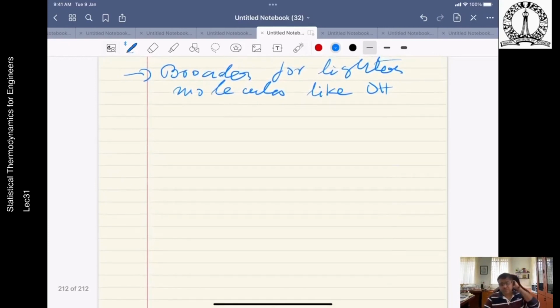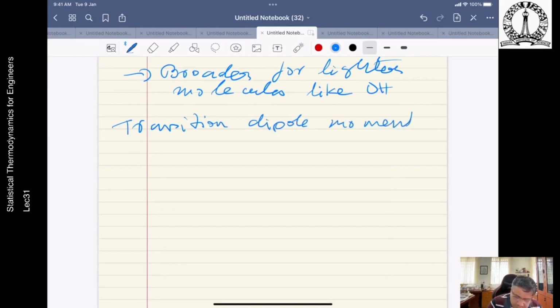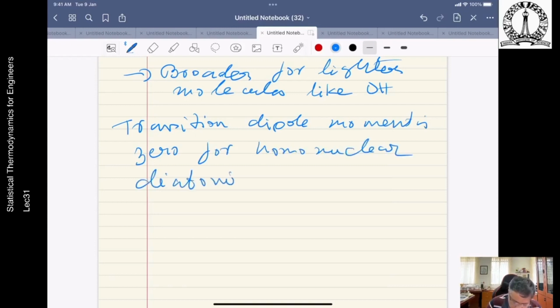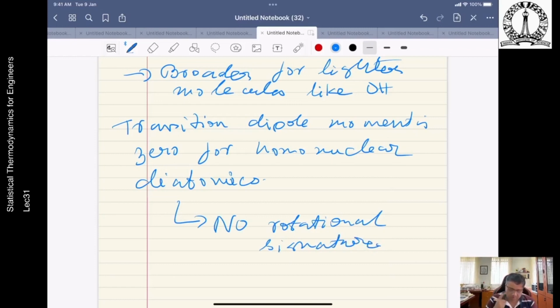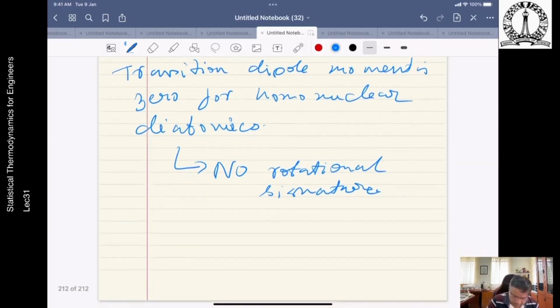However, as we saw, the transition dipole moment is 0 for homonuclear diatomics. For homonuclear diatomics, it is 0. So the obvious result is no rotational signature for homonuclear diatomics.